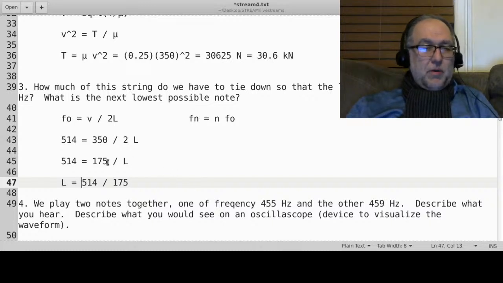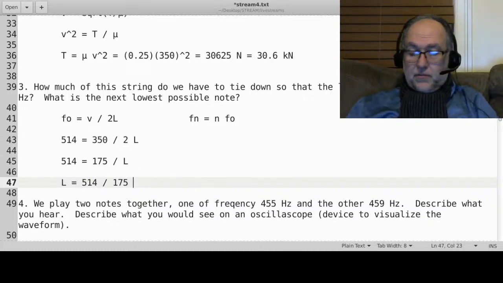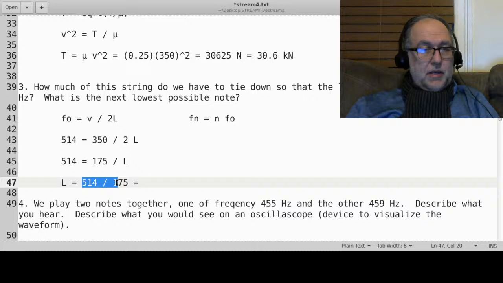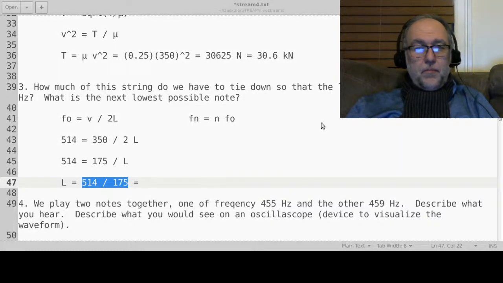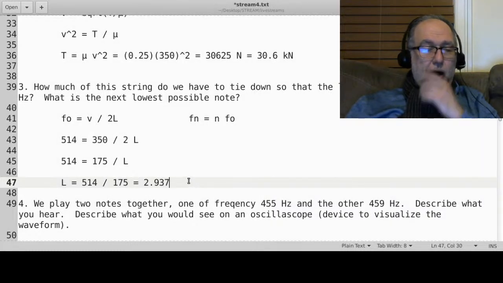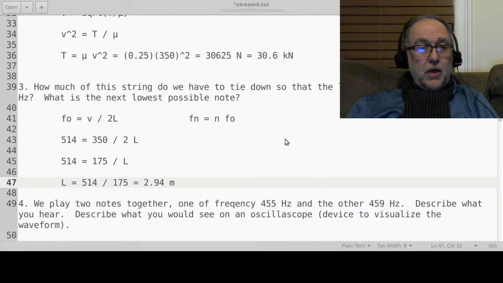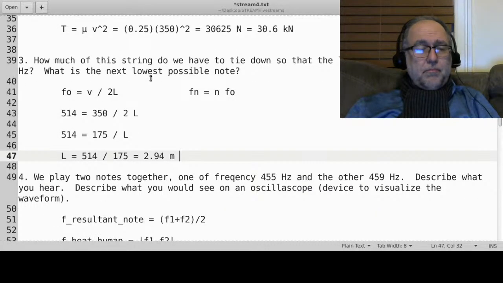So what did I do? I multiplied both sides by L and then divided both sides by 514, and that will equal, let me get that for you. There it is, to more digits than you need, but rounding it off to three, 2.94, and L is a length, so it's meters. So you'd have to tie down approximately 3 meters in order to get a frequency of 514 hertz. Okay, so that's that problem.